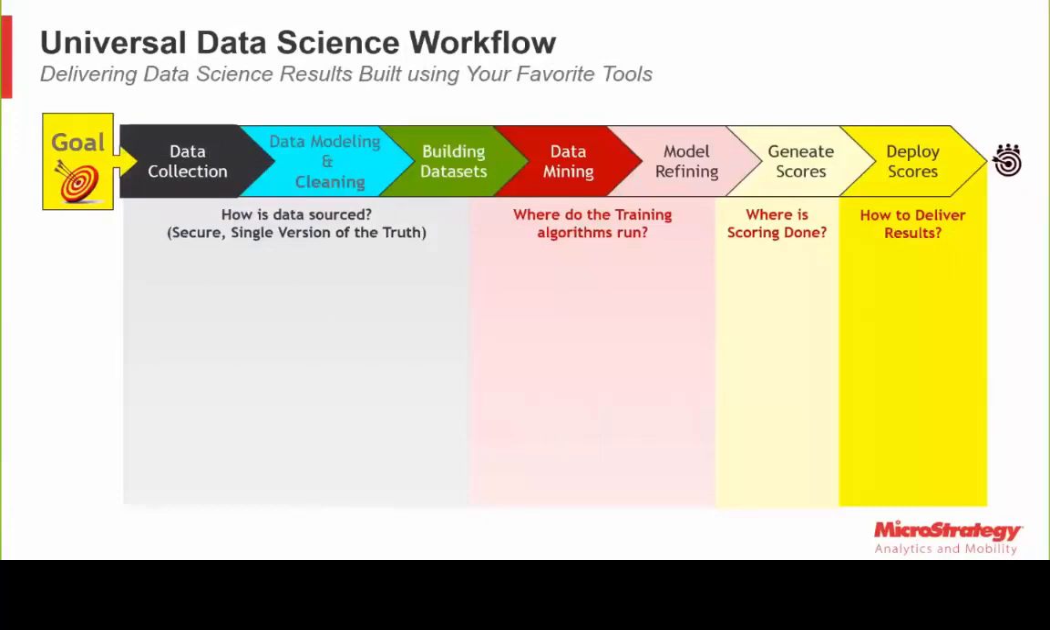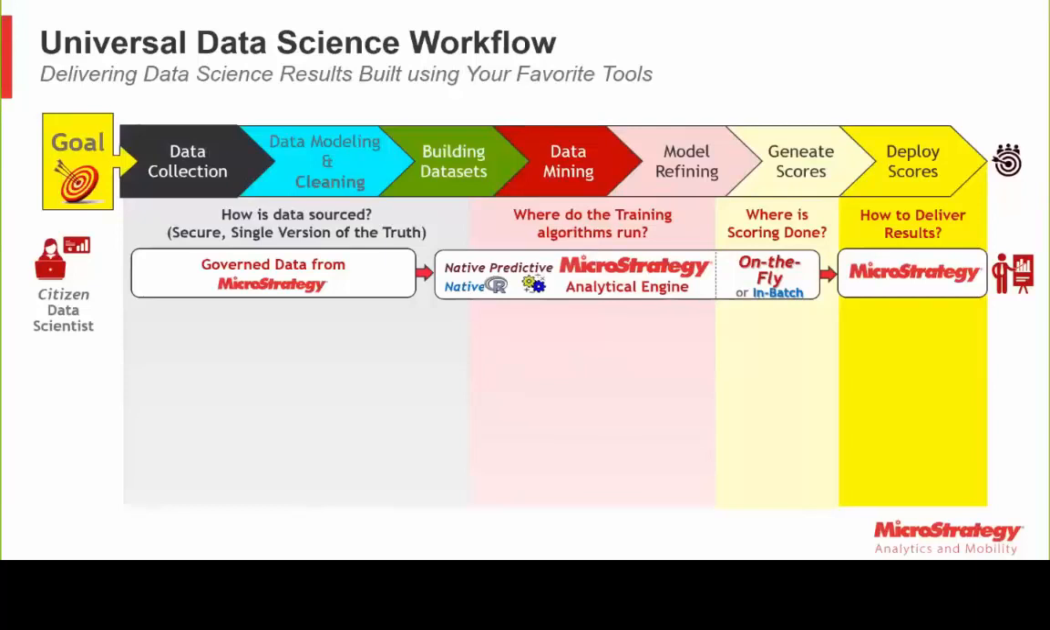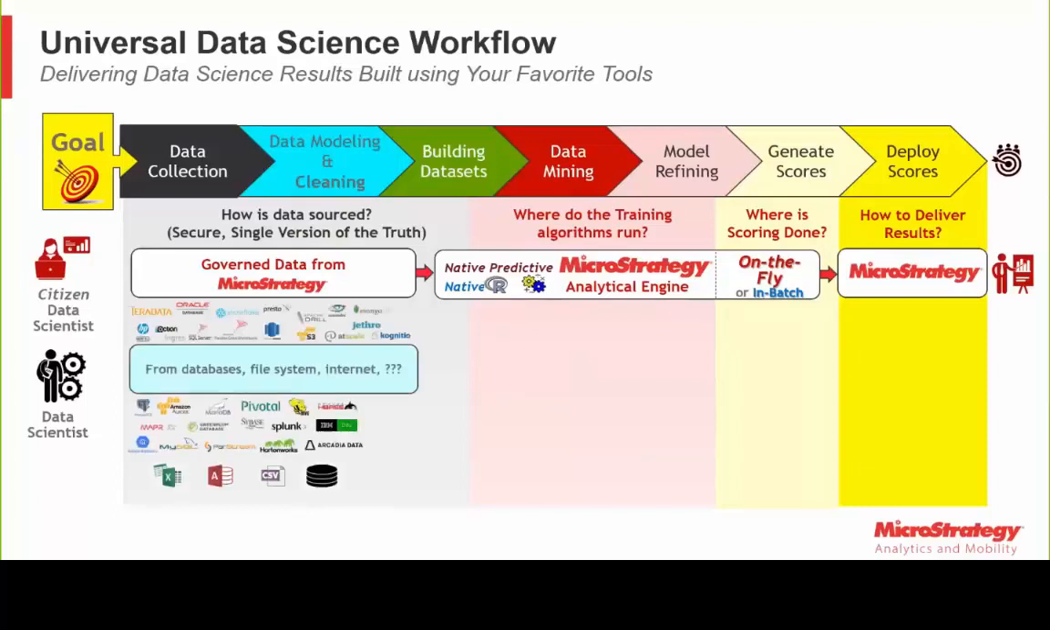And so let's go back to our data science workflow and lay these steps out again. Again, we're trying to deliver results to MicroStrategy users. The MicroStrategy citizen data scientist would simply get governed data from MicroStrategy. They could use MicroStrategy's native capabilities, or they could use Python and R to deliver results out to end users. But for the data scientists, they have a slightly different approach. Data scientists are very good at getting at data, and that's the name of the game. And so they're going to typically pull data from a number of different sources.